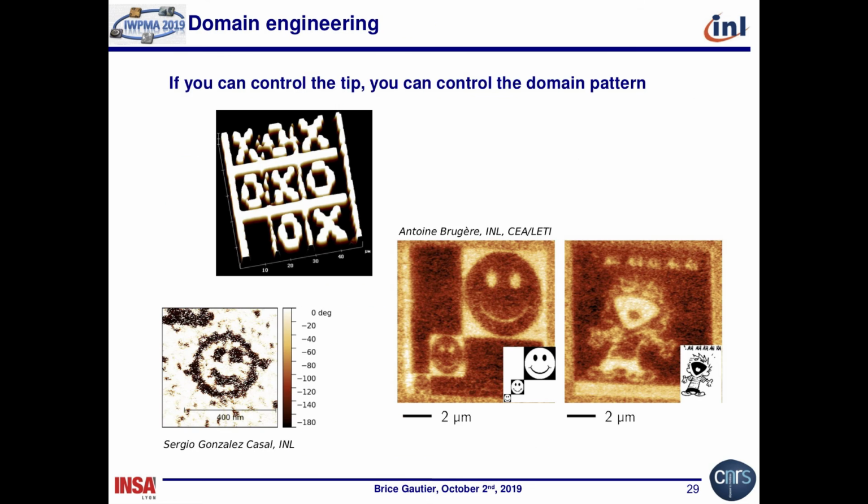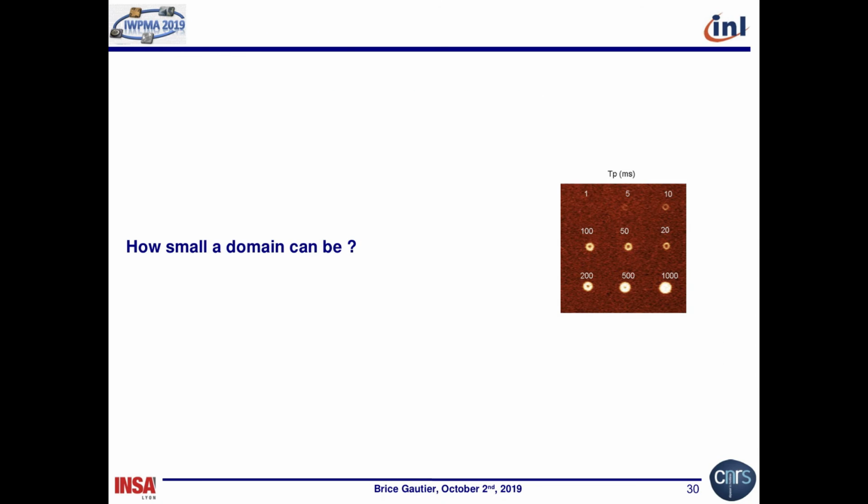And just write whatever you want. Just take a look at the scale there. It's 400 nanometers. You can switch individually the domains in this image, and the size of the pattern can be very small. Well, let's have a look at how small a domain can be.